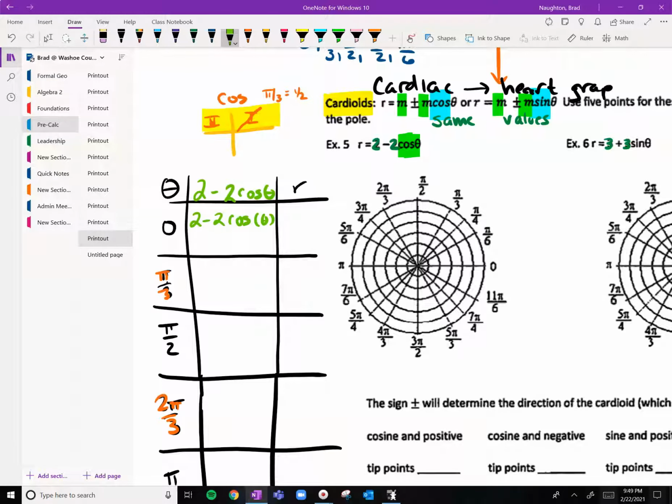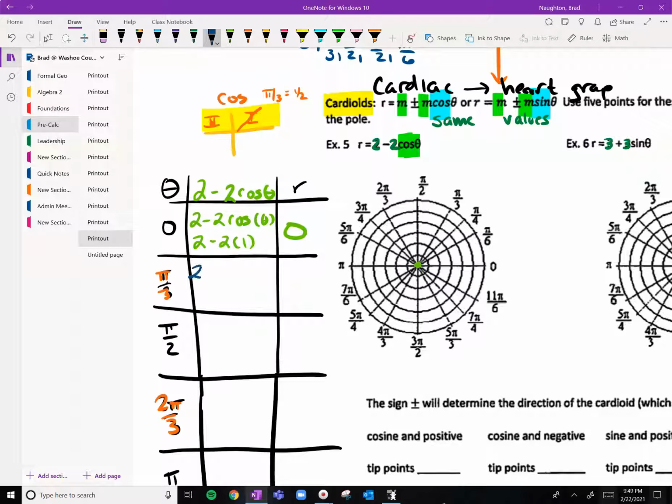So we obviously know that the cosine of 0 is going to be 1. So 2 minus 2 times 1 is going to go ahead and give us 0. So I have 0, 0. That's my first point. And I'm going to use a bunch of different colors again. If you would like to do so, please feel free.